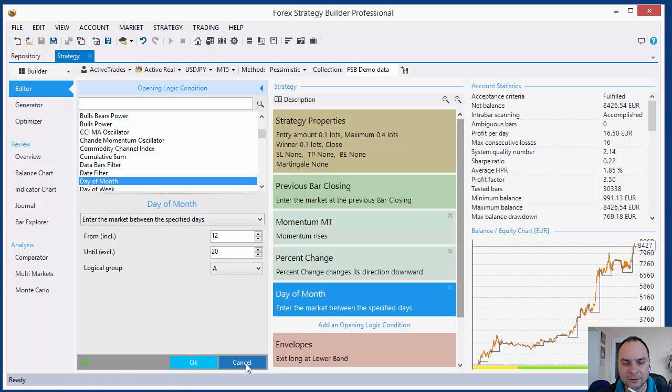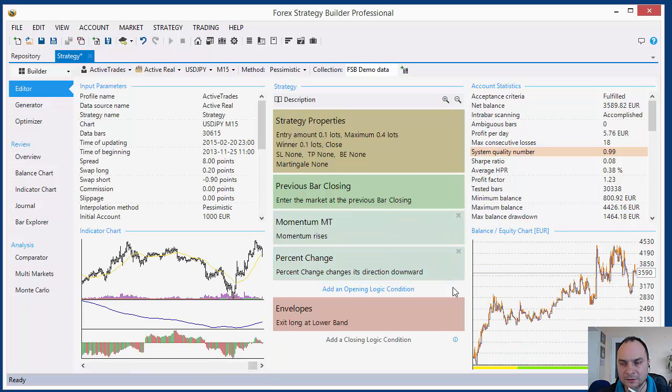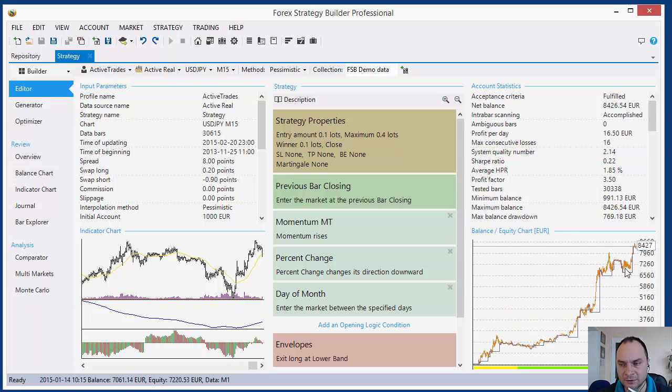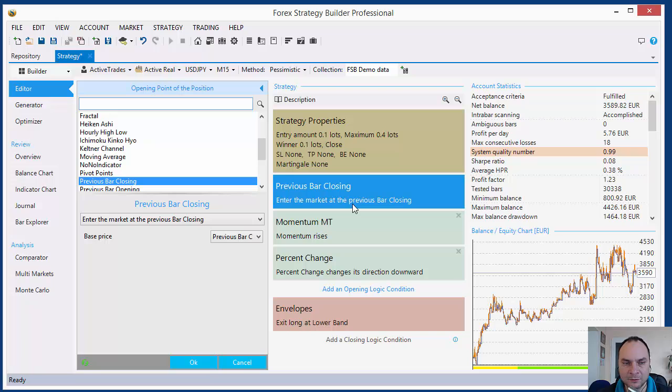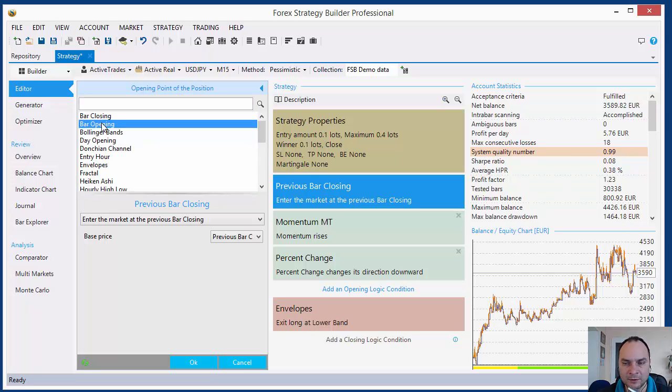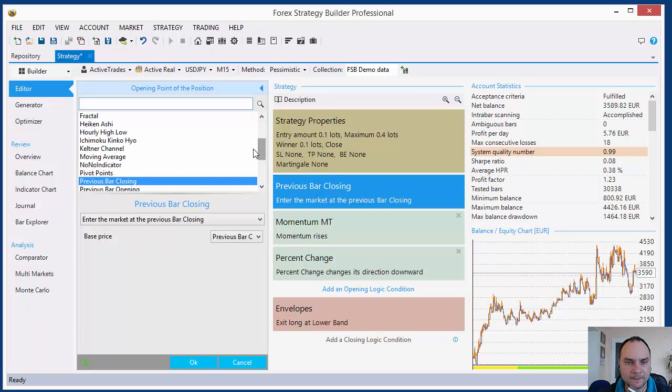Let's remove that indicator to see what will happen with the strategy. It makes many more deals, but, Control Z to return, I see that the performance drops. Okay, previous bar closing. Let's try with bar opening. It's the same, so it's safe to change. Excuse me. Bar opening.